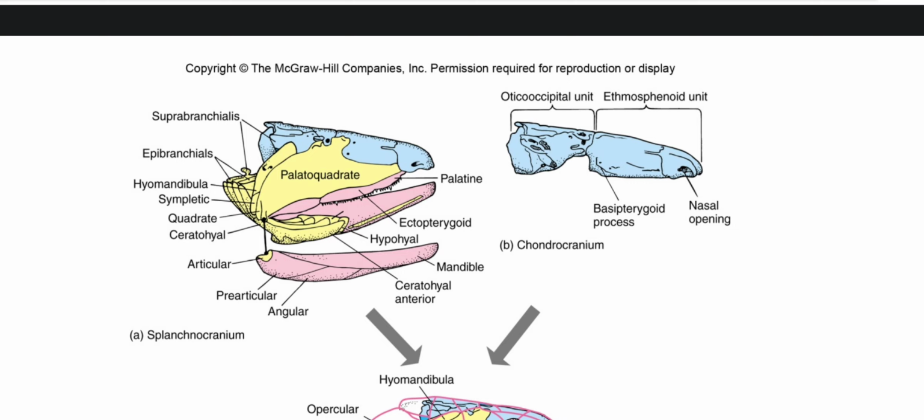Whereas the splanchnocranium is showing the inner or deeply present structures, especially the pharyngeal gill slits or regions of the gill slits where protection is provided.